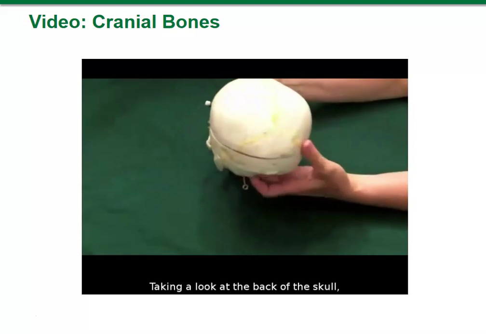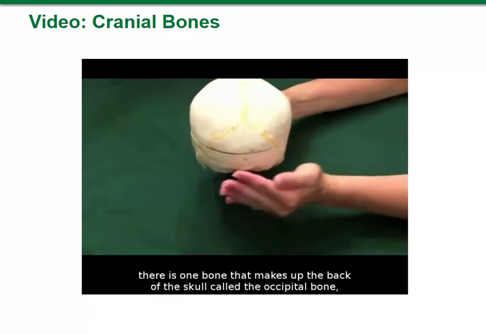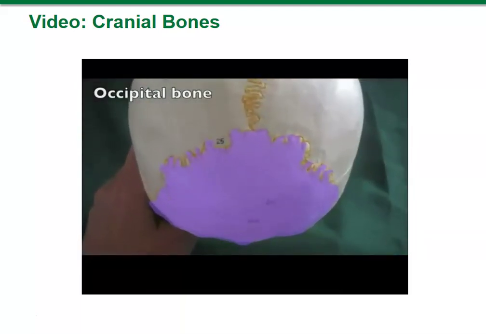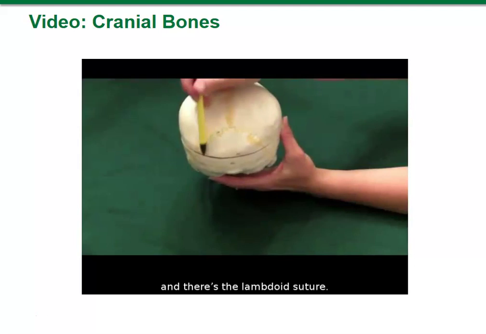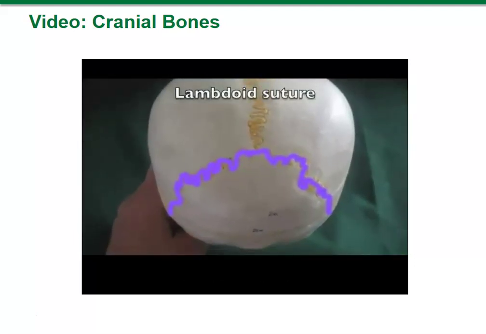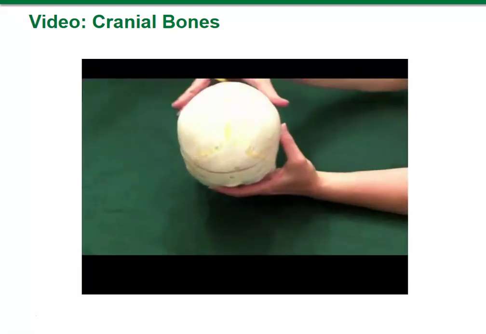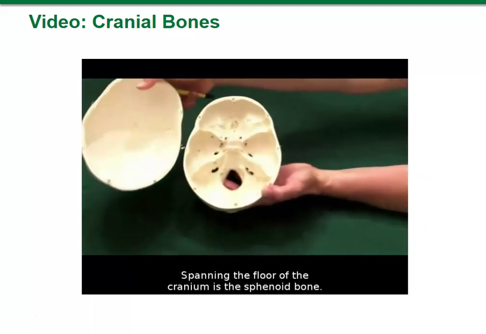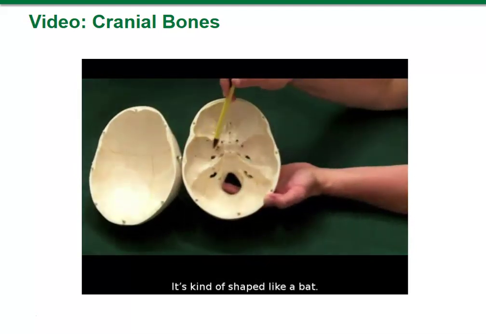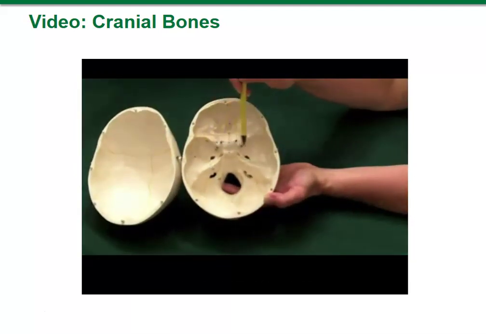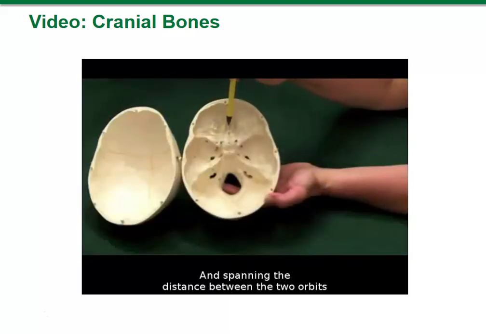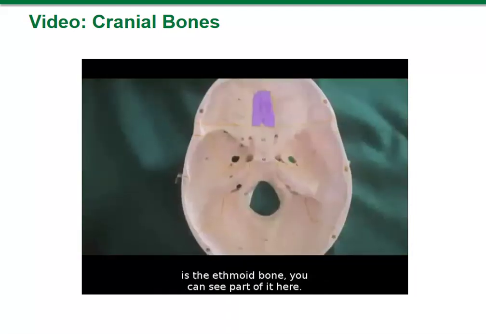Taking a look at the back of the skull, there is one bone that makes up the back of the skull called the occipital bone. And there's the lambdoid suture. Spanning the floor of the cranium is the sphenoid bone. It's kind of shaped like a bat. And spanning the distance between the two orbits is the ethmoid bone. You can see part of it here.